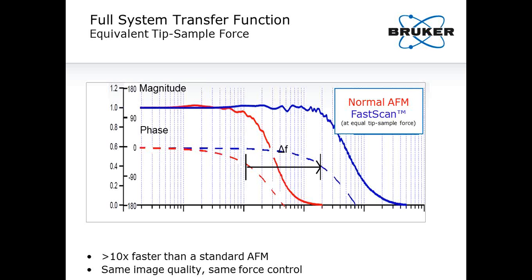Here you see a measured full system transfer function of a pretty good standard AFM in red and the full system transfer function of the fast scan system in blue. Both start out flat for low frequencies and eventually roll off for high frequencies. However, the full system transfer function of the fast scan system rolls off at about 10 to 20 times higher frequency. So this is the improvement in imaging bandwidth that can be expected at the same image quality and the same level of force control.